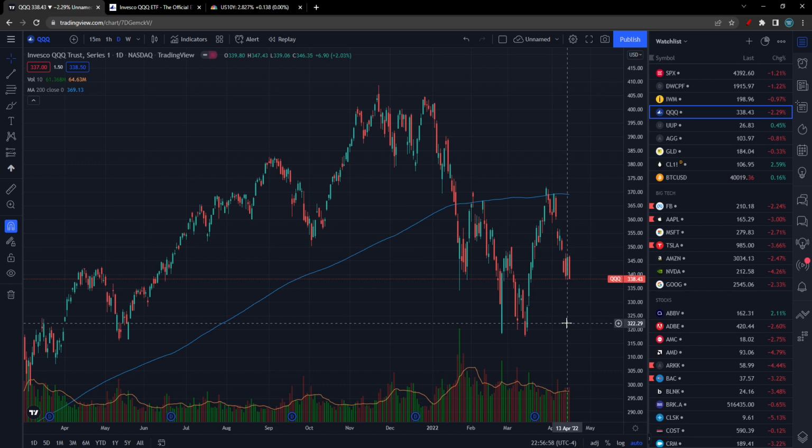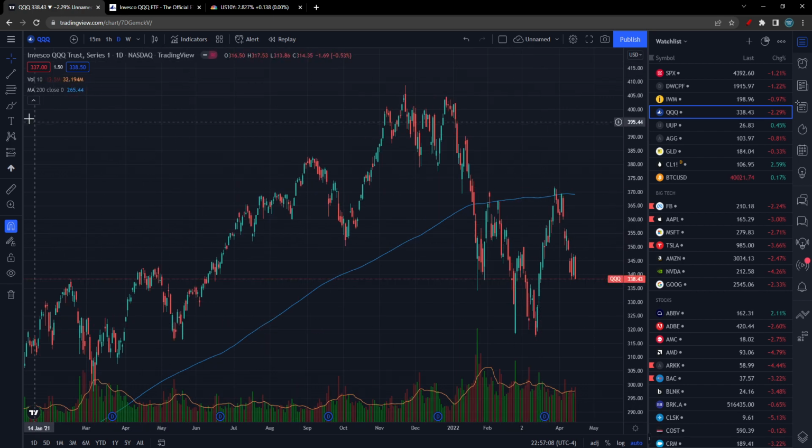I hope that made sense. If it didn't, I can clarify. Let me know down in the comments below if I need to expand on that, but I think I got the point across. So that's the catalyst for this move.